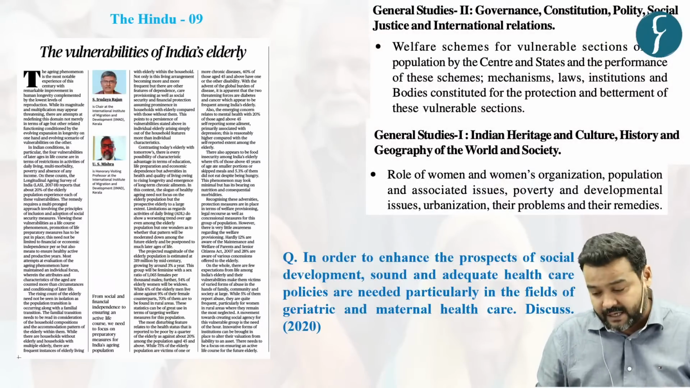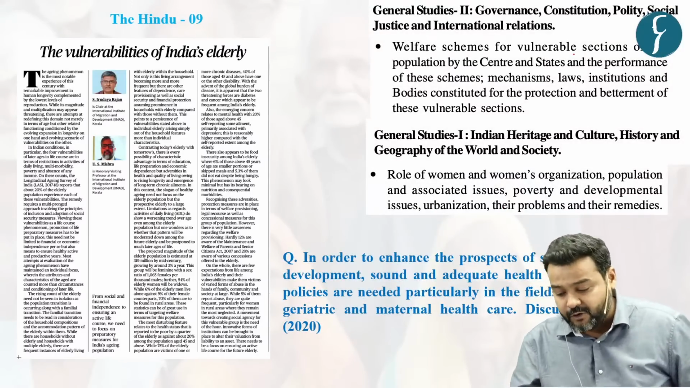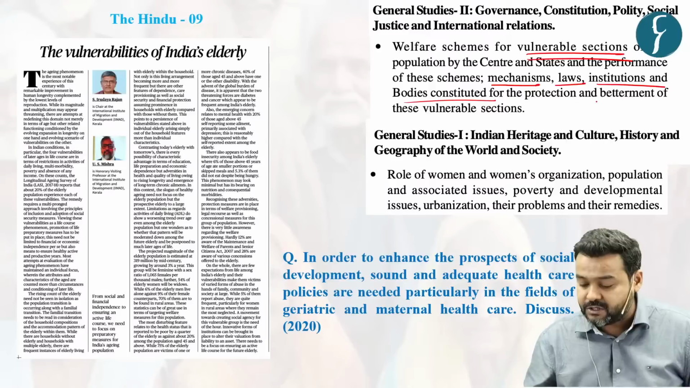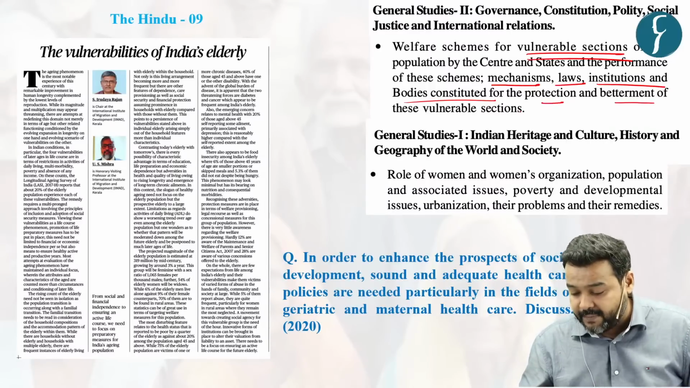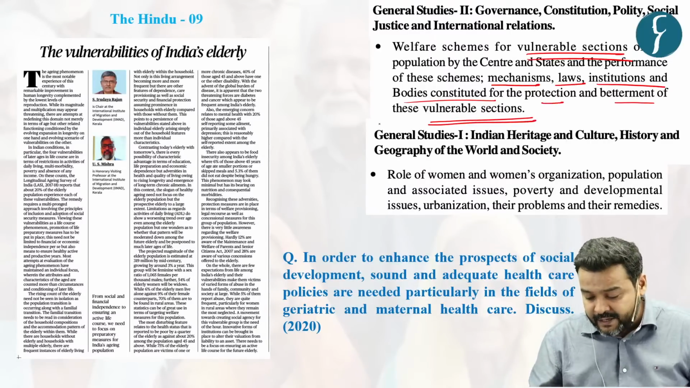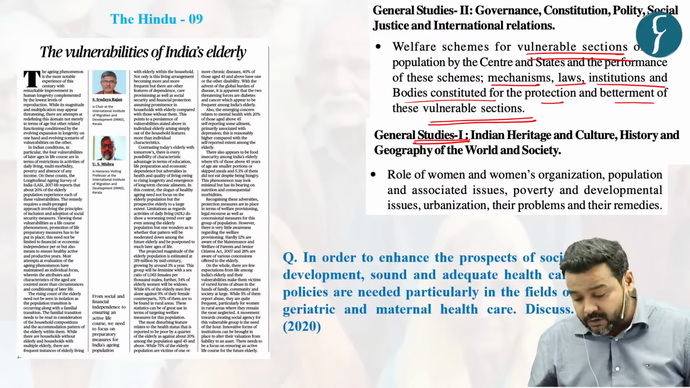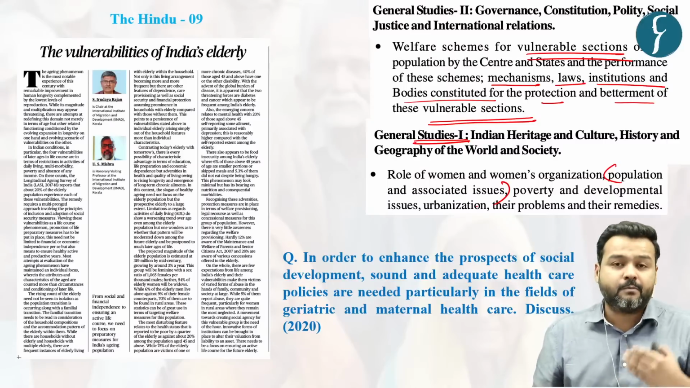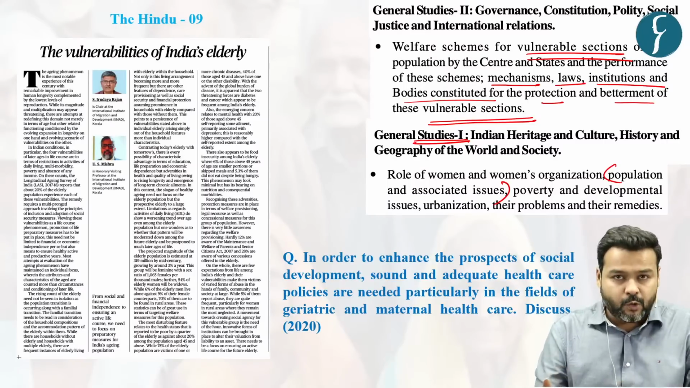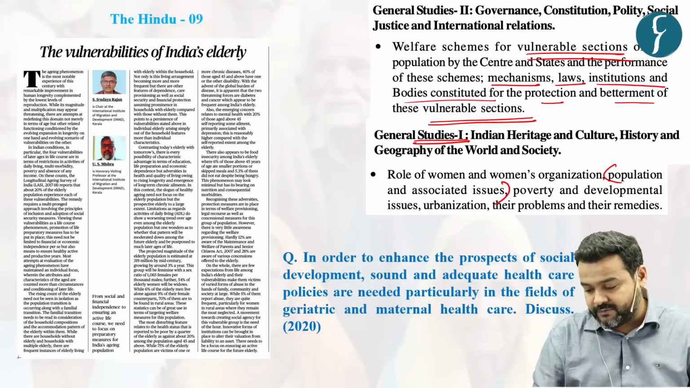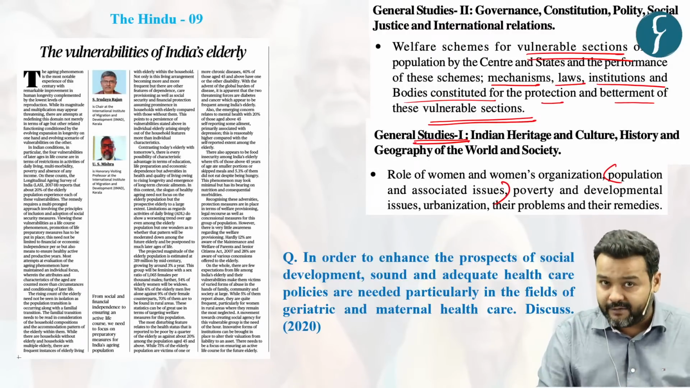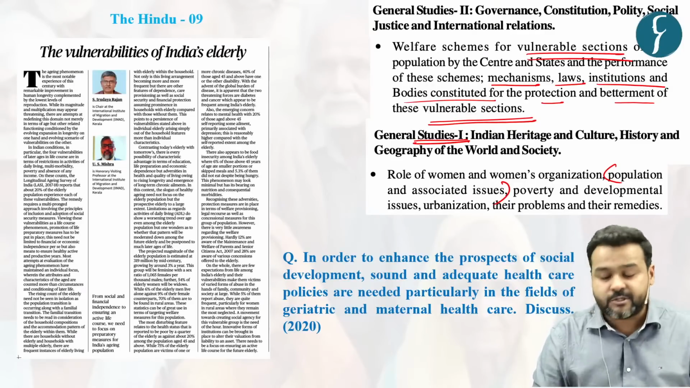Because of your GS syllabus, which says that welfare schemes for vulnerable sections and mechanism, laws, institution and bodies constituted for protection and betterment of vulnerable section, as well as GS paper 2 for social issues talks about the population and associated issue, and definitely we are moving towards slowly, but ultimately we are moving towards with the population mix where aged people will be more like in developed countries. So this topic also relates to the population and associated issues.